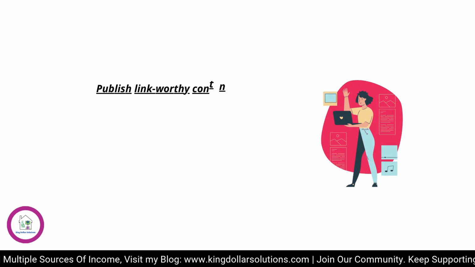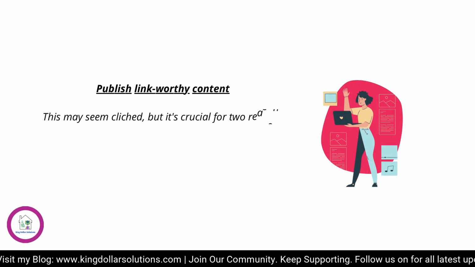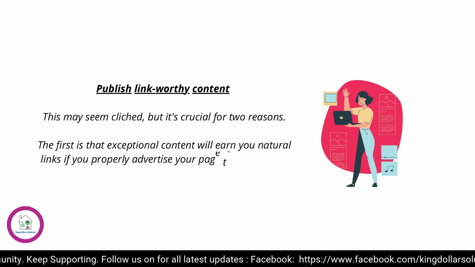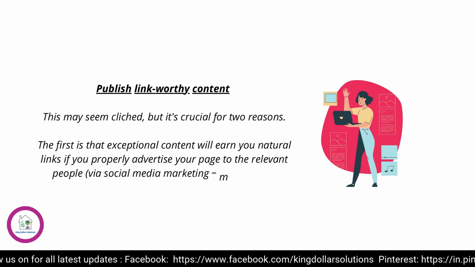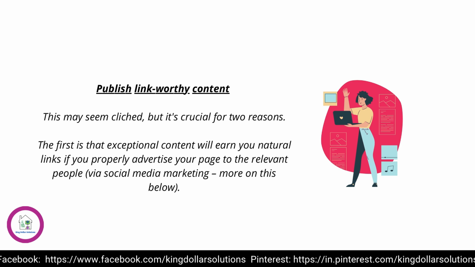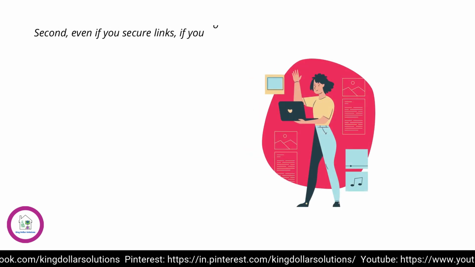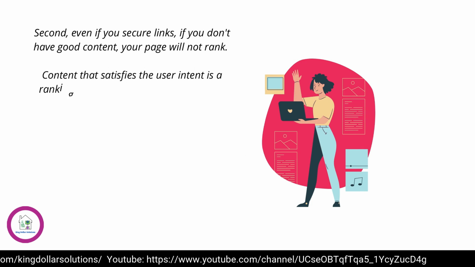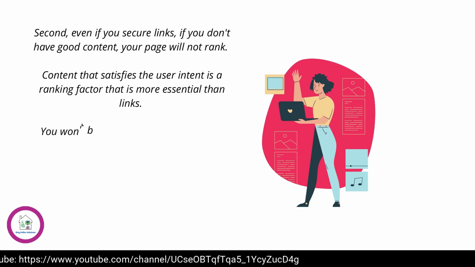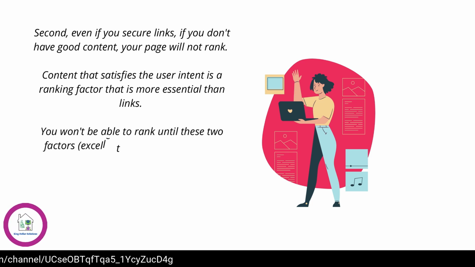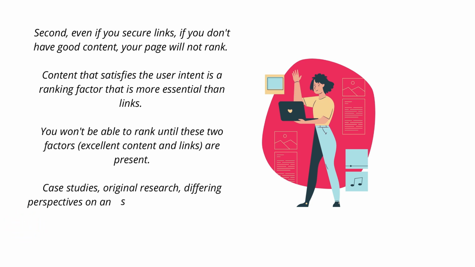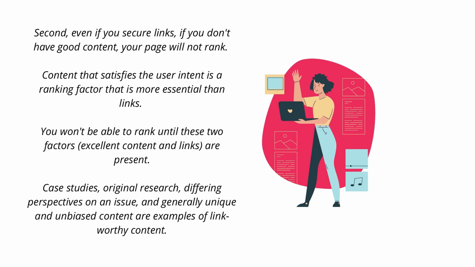1. Publish link-worthy content. This may seem cliched, but it's crucial for two reasons. The first is that exceptional content will earn you natural links if you properly advertise your page to the relevant people via social media marketing. More on this below. Second, even if you secure links, if you don't have good content, your page will not rank. Content that satisfies the user intent is a ranking factor that is more essential than links. You won't be able to rank until these two factors, excellent content and links, are present. Case studies, original research, differing perspectives on an issue, and generally unique and unbiased content are examples of link-worthy content.